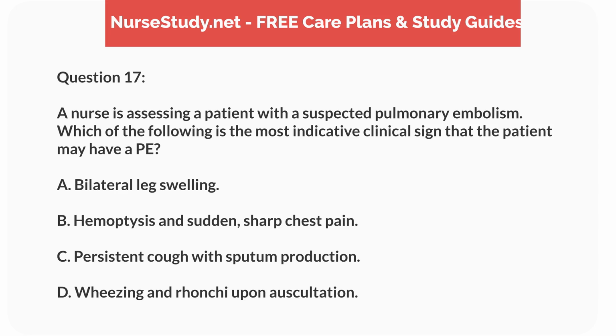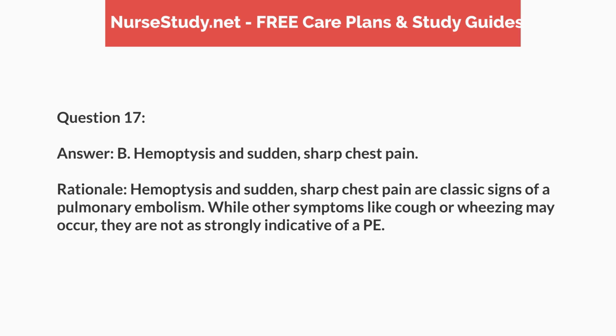D. Wheezing and rhonchi upon auscultation. Answer: B. Hemoptysis and sudden, sharp chest pain. Rationale: hemoptysis and sudden, sharp chest pain are classic signs of a pulmonary embolism. While other symptoms like cough or wheezing may occur, they are not as strongly indicative of a PE.